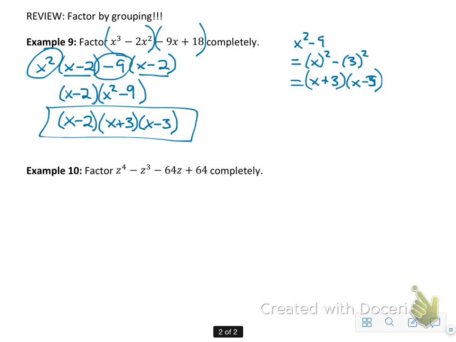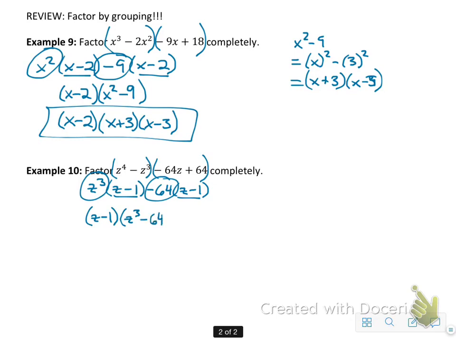Last one, factor this, group the first two and the last two. We can take out z cubed to get z minus 1. We can take out a negative 64 to again get z minus 1. Inside is one of our factors, so we have z minus 1. Outside is the other. So you have z cubed minus 64. That is a difference of cubes.